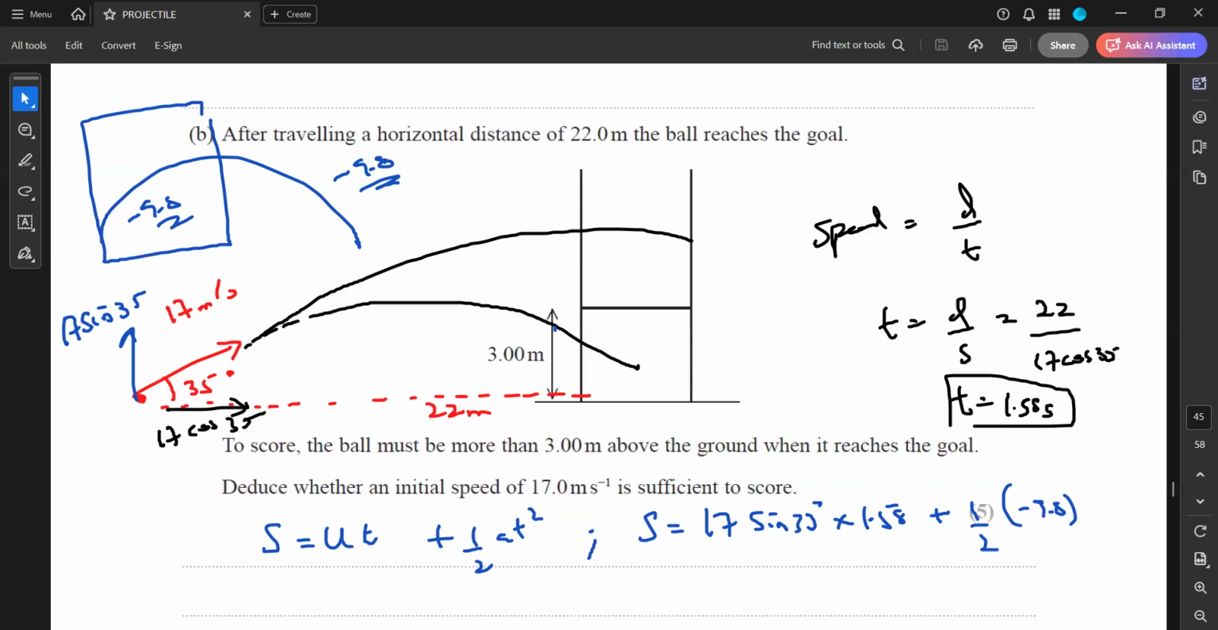And what about ut plus half at square? So it will be 1.58 squared. So what's the answer? 17 sine 35 times 1.58, then plus minus, that is minus 9.8 divided by 2, into 1.58 squared. The answer is 3.17 meters. So if we compare, it will be a goal. The player will score a goal because it is above 3 meters.